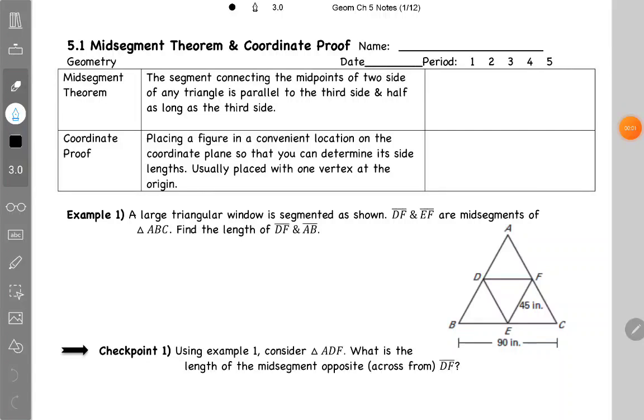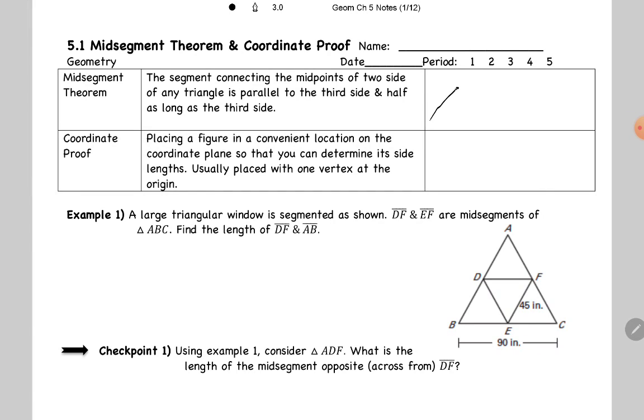This is Scholar Strife doing some math today in geometry. We're going to be looking at the midsegment theorem and maybe some coordinate proofs. So first off, let's figure out what a midsegment is before we go to the midsegment theorem.